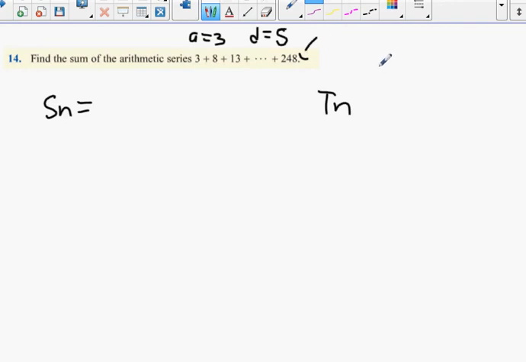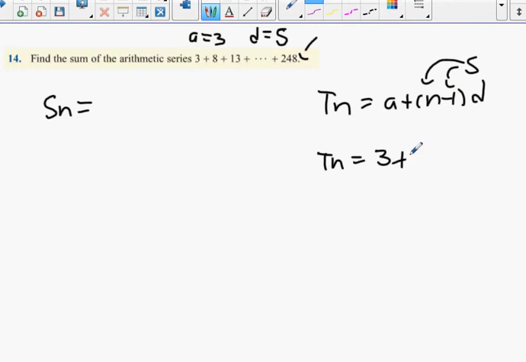So what you do is this. You start off with your Tn formula being A plus n minus 1 times D. You say, okay, A is 3, D is 5. So you multiply in and you get 5n minus 5. And then you get 5n minus 2. Now you're on a lot of marks already.